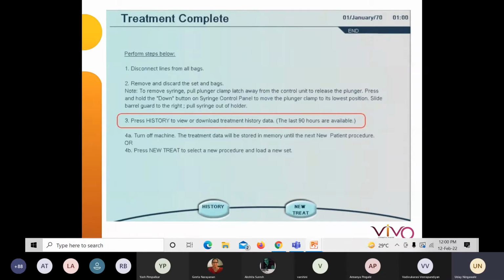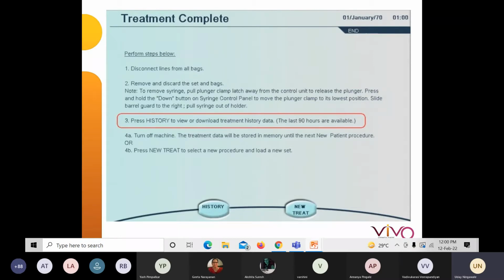View or download. Turn off the machine, and the treatment will be stored in the memory until the next patient's procedure QR is scanned, or press new treatment and select the new procedure to load the new set. If you want to continue with a new set, you can go for the new treatment. So the option is there. Otherwise, you can end the treatment.